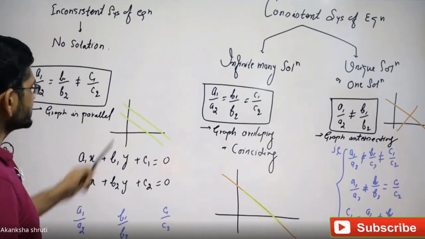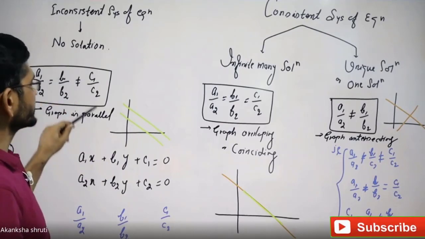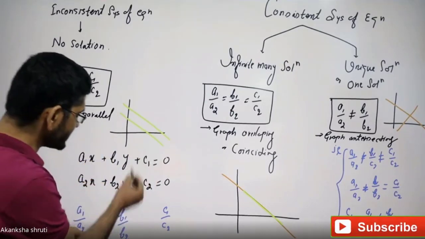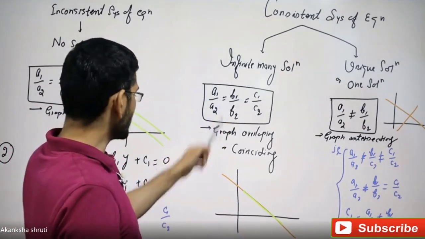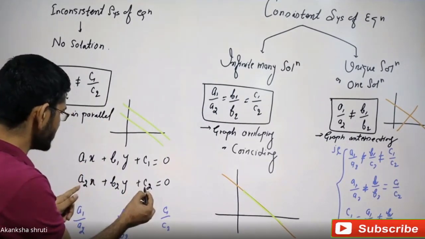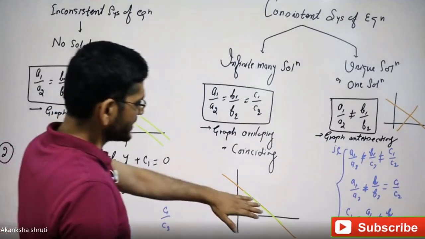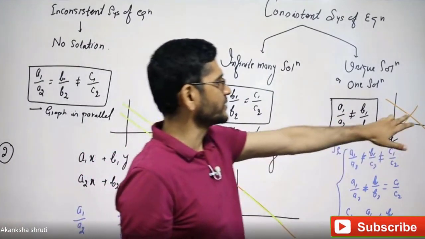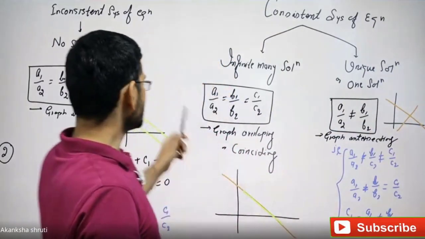In this case, their slopes are equal, so a1 by a2 is equal to b1 by b2, but it is not equal to c1 by c2. These two lines are different because of the difference in their constant addition term. Here the two lines are the same because all are in the same ratios, means they are identical to each other. In this case, the solution is called infinitely many solutions, but in this case only one point is common. It is called intersecting or unique solution. So this was all about today's class.